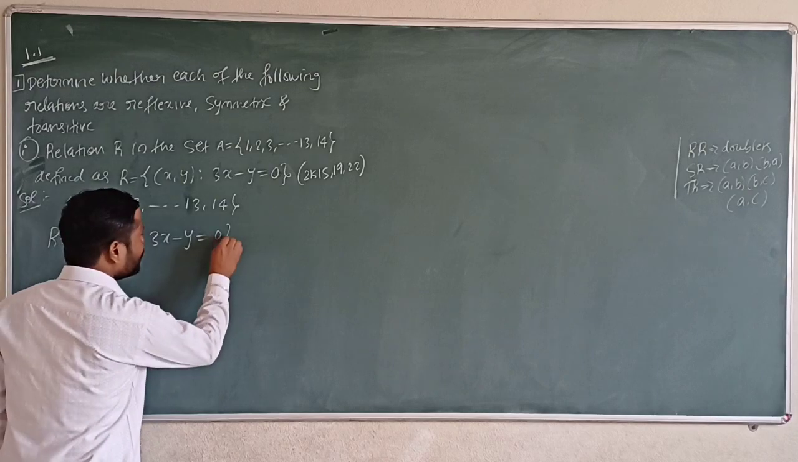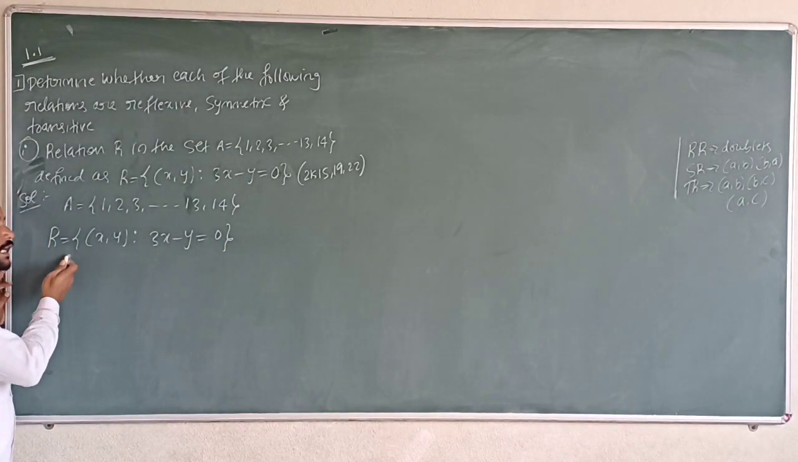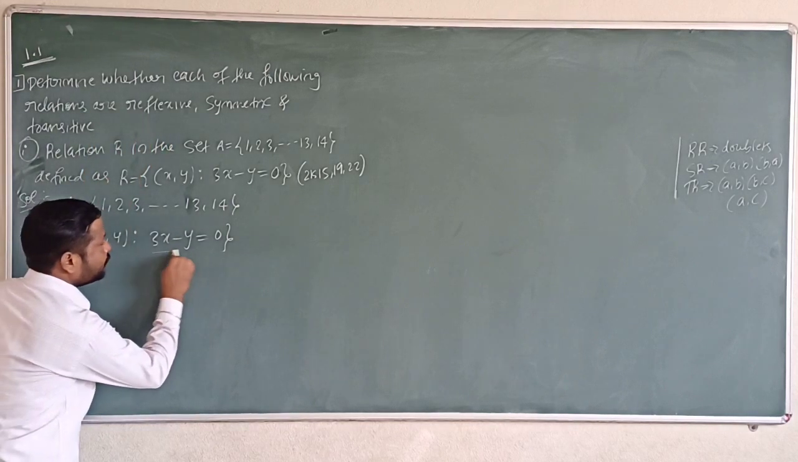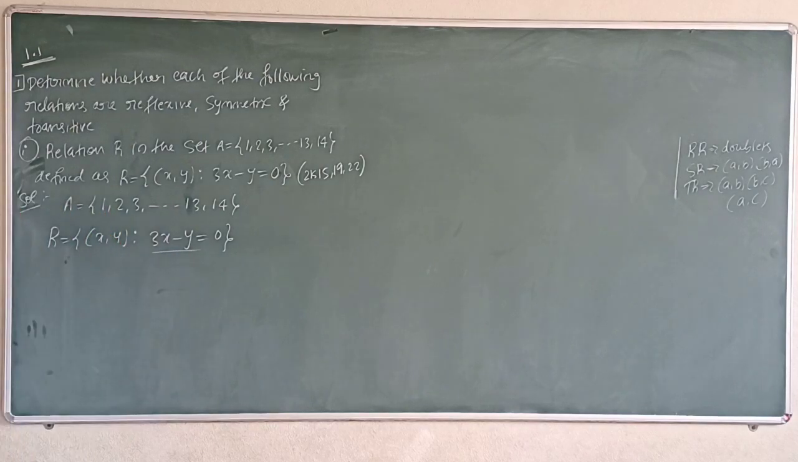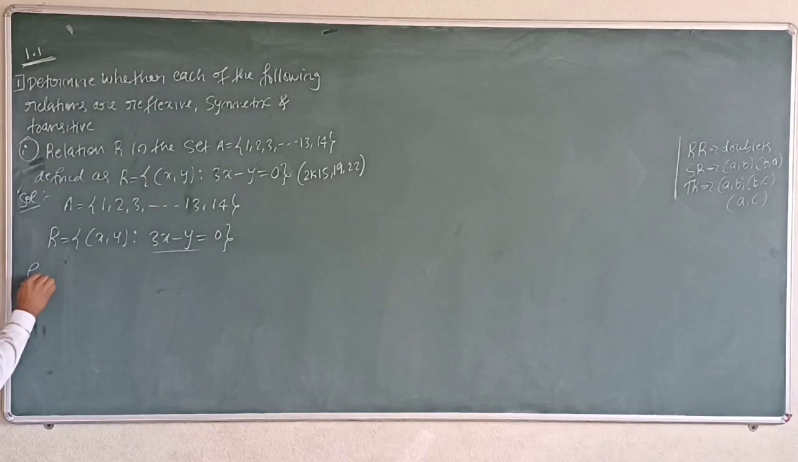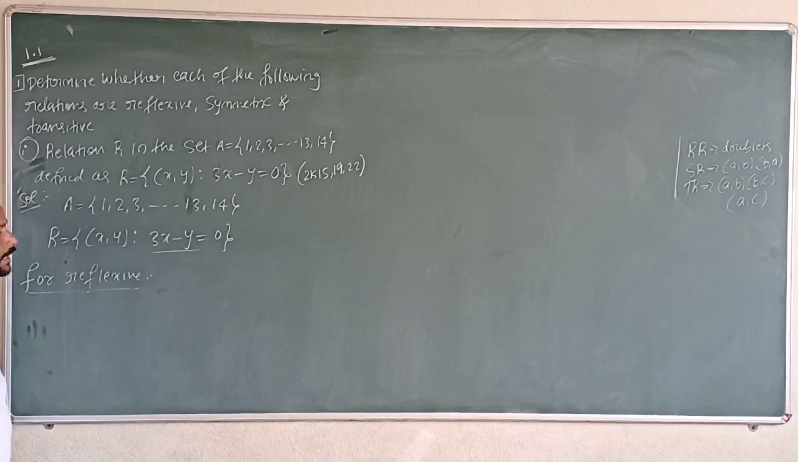See here, what is the relation now? The given relation is in which form? Set builder or roster? Set builder form. Write it in roster form, then check the properties here. The relation is 3x minus y equals 0. For reflexive now.